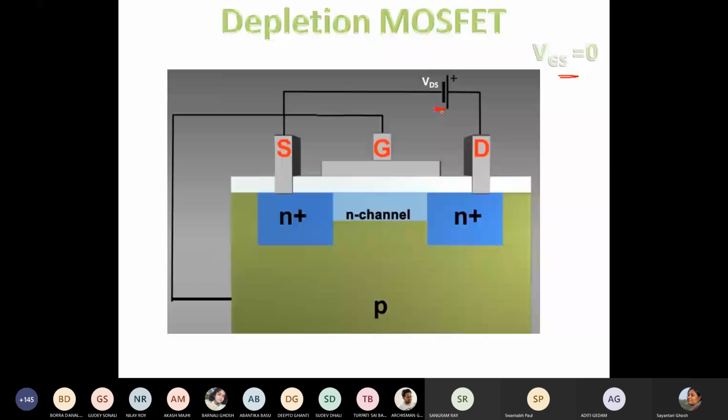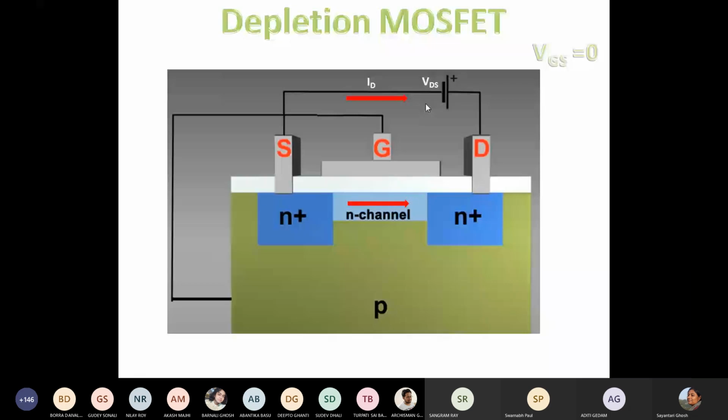As soon as you start increasing the voltage, what will happen? More and more majority carriers are supposed to flow, right? They get attracted, and these majority carriers start flowing from source to drain, and at the same time, the conventional current flows in the opposite direction. So ID, the conventional current, also starts flowing in the circuit. This is how the current flows.